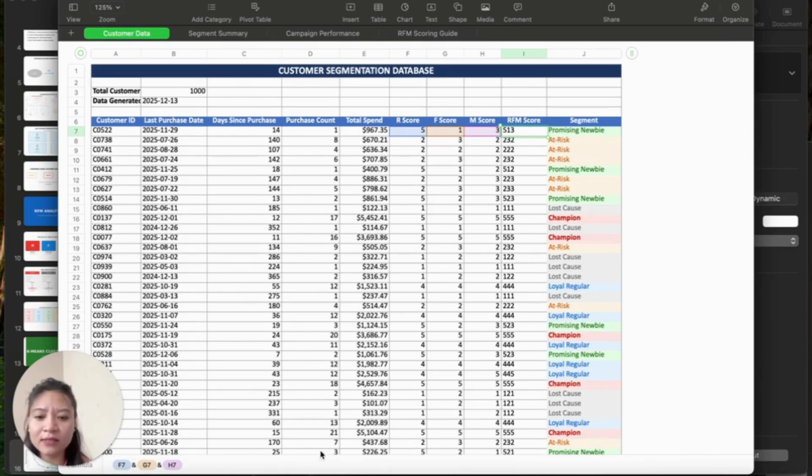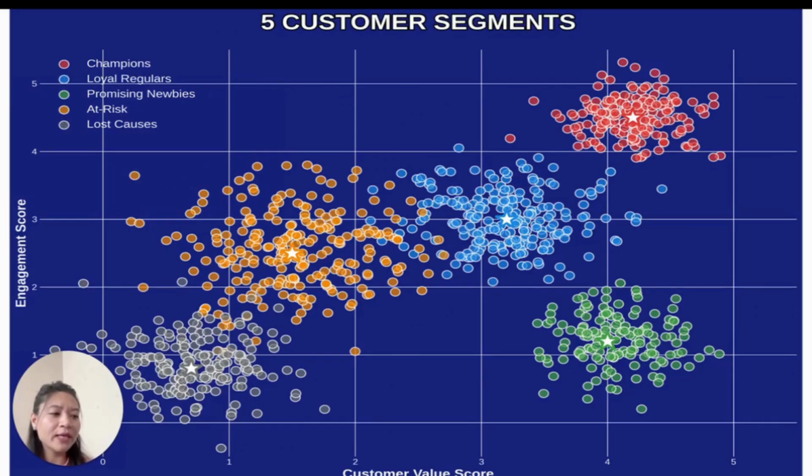distinct customer segments. Those are segment 1, champions, who are 18% of customers, average RFM 4.8, 4.6, 4.9, who are recent buyers, frequent purchases, high spenders, average customer value $4,200 per year, and the marketing strategies for the champions would be VIP rewards program, early access to new products, exclusive offers.